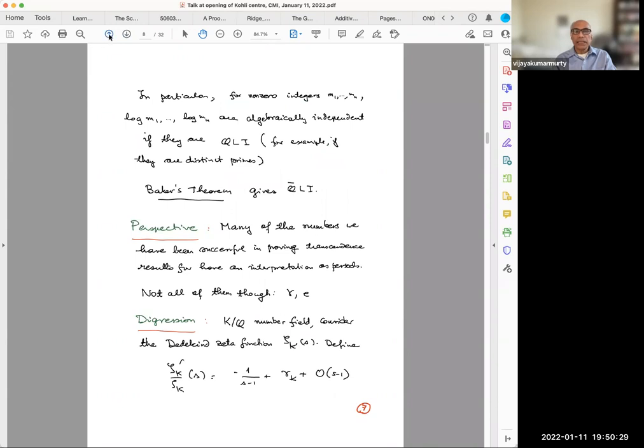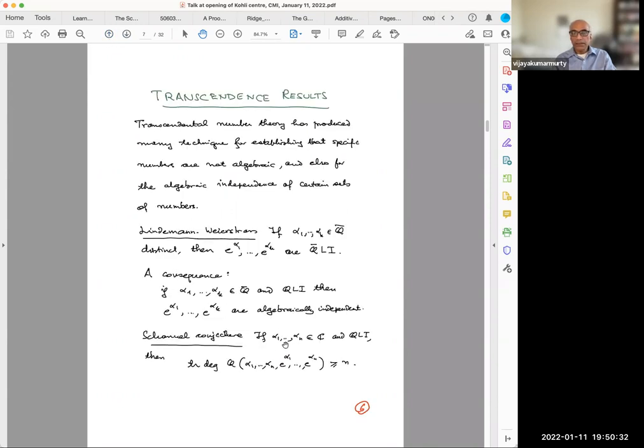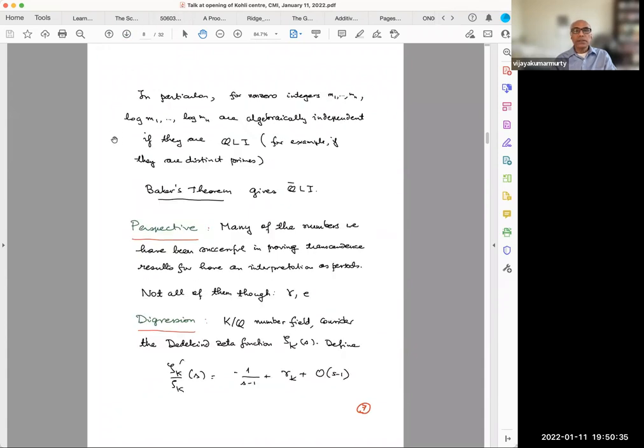A consequence of this, by the way, is if I took for the alphas logs of integers, then the exponentials are all integers, so they're algebraic. Therefore, Schanuel would say that these are algebraically independent if they're Q-linearly independent. And for logs of integers to be Q-linearly independent means that there is no multiplicative relation between the integers. So for example, if these are distinct primes, then you'd expect the logs of distinct primes to be algebraically independent according to Schanuel's conjecture. Baker's theorem gives that they're Q-bar linearly independent. So we have linear independence, but not algebraic independence.